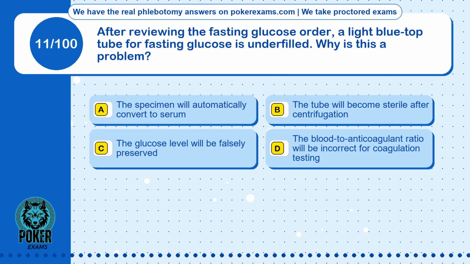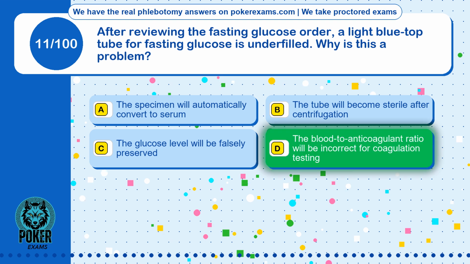Question 11. After reviewing the fasting glucose order, a light blue top tube for fasting glucose is underfilled. Why is this a problem? Option A. The specimen will automatically convert to serum. Option B. The tube will become sterile after centrifugation. Option C. The glucose level will be falsely preserved. Option D. The blood to anticoagulant ratio will be incorrect for coagulation testing.